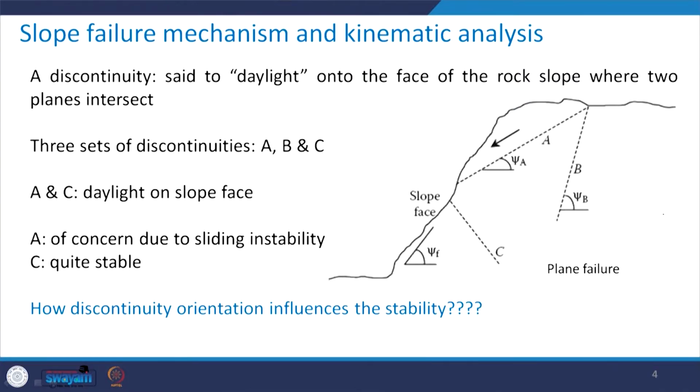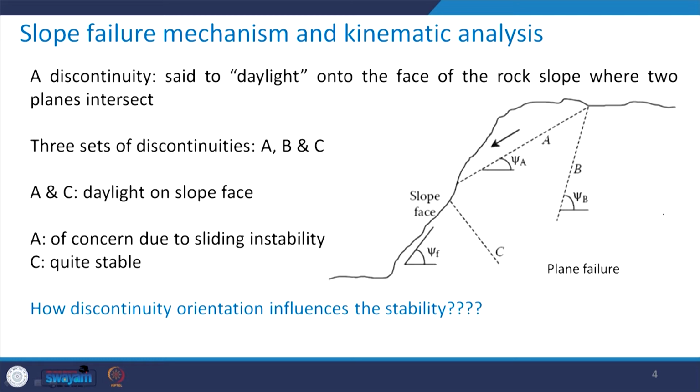Now, before we go ahead with respect to this, let us try to learn about some of the terms which we will be using quite often. So, let us learn about them first. So, basically discontinuity is said to daylight onto the face of the rock slope where these two planes intersect.